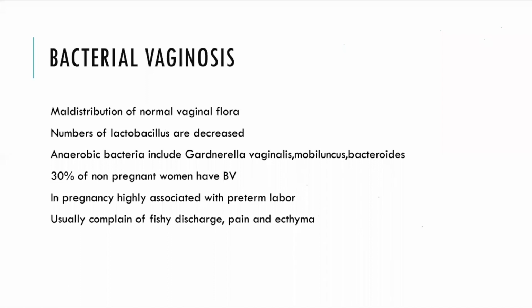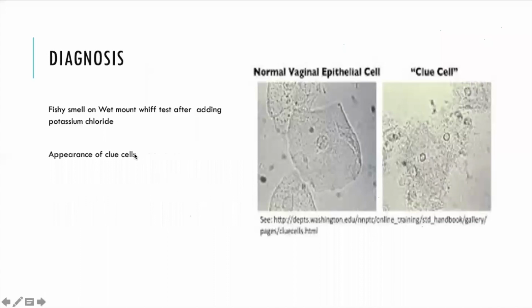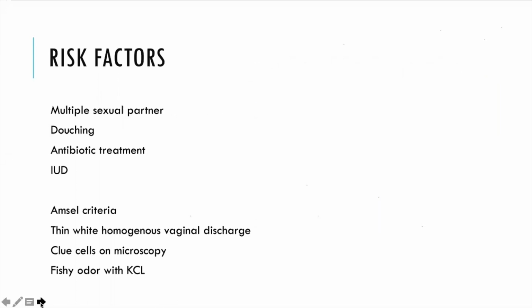Usually, the patient will complain of fishy discharge, fishy odor, and pain and erythema. The diagnosis is by wet mount. After adding potassium hydroxide, you're going to smell the fishy smell and see the appearance of clue cells. So this is not normal vaginal epithelium, and these are the clue cells. They also always like to ask this question.